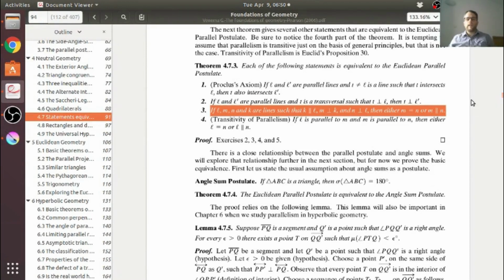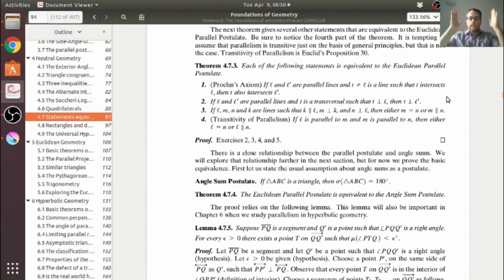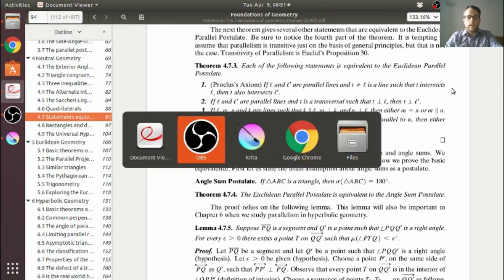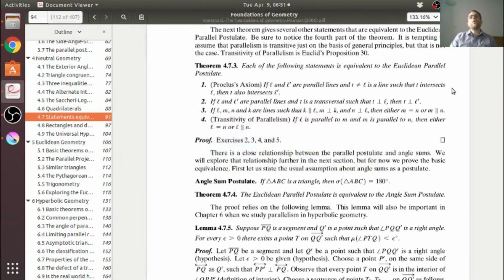Okay? If you've got 4 lines, L, M, N, and K, so that K is parallel to L, M is perpendicular to K, N is perpendicular to L, show that either M and N have to be the same, or they have to be parallel. So this one's a bit longer than the other ones in this same kind of thing. But what we want to show is that this is equivalent to the Euclidean parallel postulate. So Samantha particularly asked about if we assume the Euclidean parallel postulate, then we have to show this.